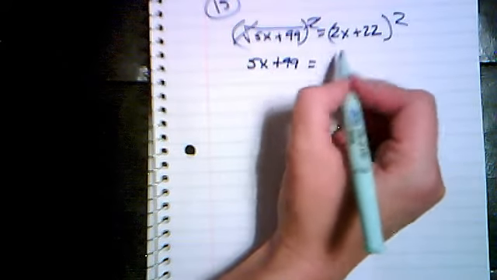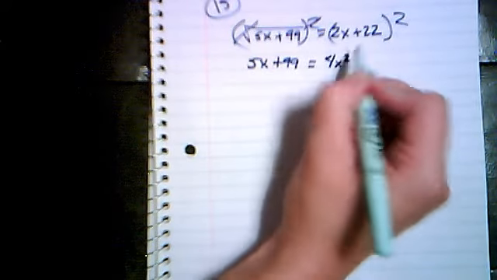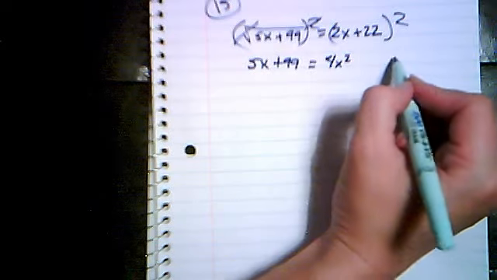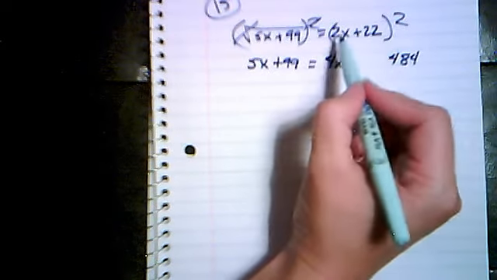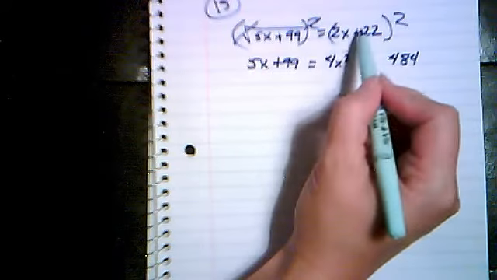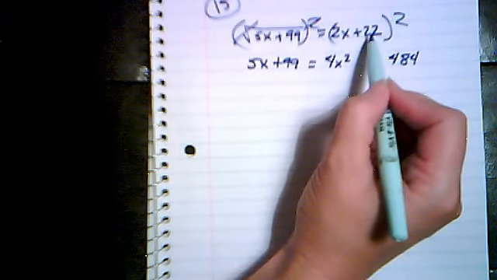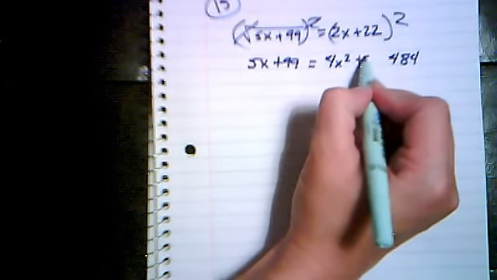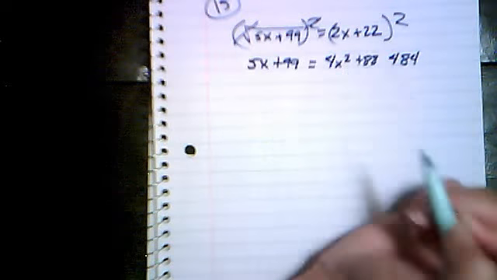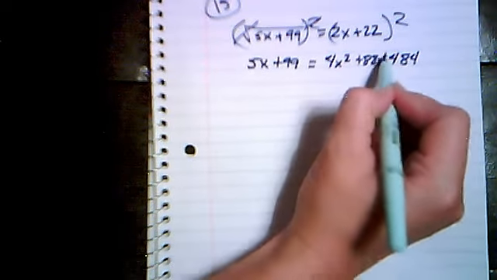and remember how we square a perfect square trinomial, we have the first term squared, that's 4x squared. Leave some room, 22 squared would be 484. And then to get your middle term, you multiply these two together, you get 44, and then double that, so 88. So plus 88x. So I have 5x plus 99 is equal to 4x squared plus 88x plus 484.